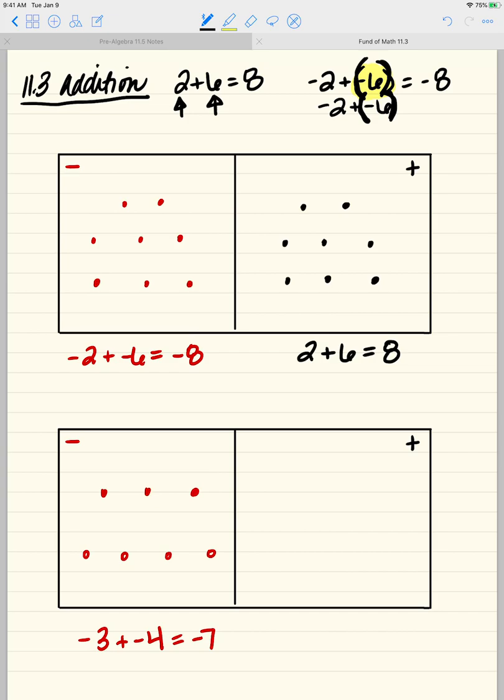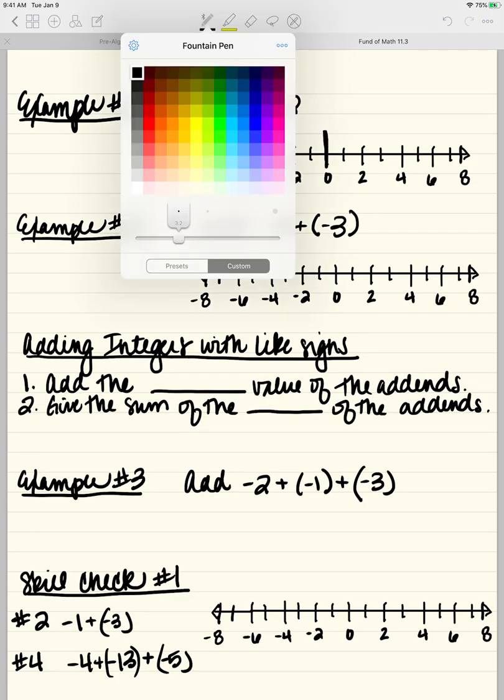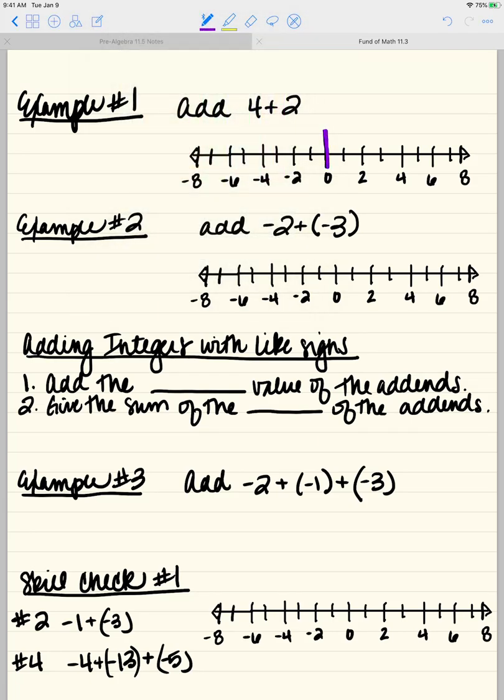Okay, so example number 1 says add 4 plus 2 on a number line. We can visualize adding positive and negative integers on a number line to help us as we're starting to move through this addition of positive and negative integers, okay? So if I have 4, that is 0 right here. Let me change colors so we can see this clearer. So 0 to 4. Here's 4. There's 4 units on our number line. 0 to 4 represents 4.